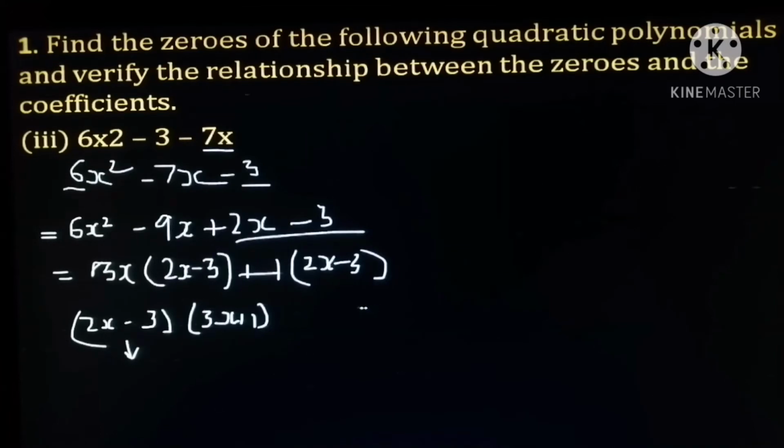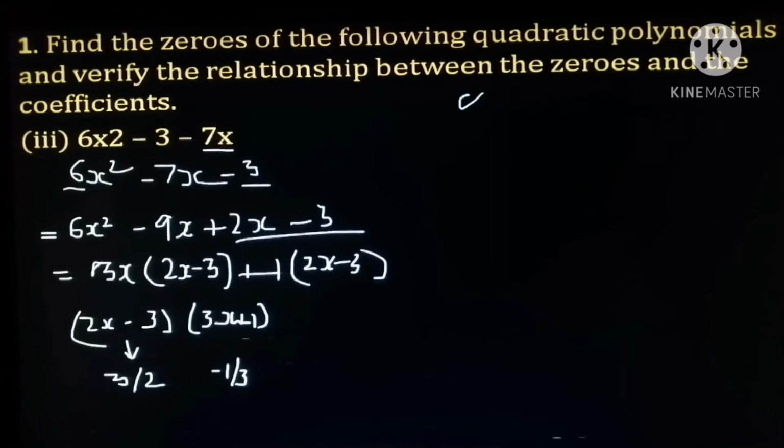When 2x minus 3 is equal to 0, 3 will go to that side and become positive, and 2x is equal to 3, then x will be equal to 3 by 2. So the zero which you get from here is 3 by 2, and from here you have plus 1, that side it would be negative 1 upon 3. So it is minus 1 upon 3.